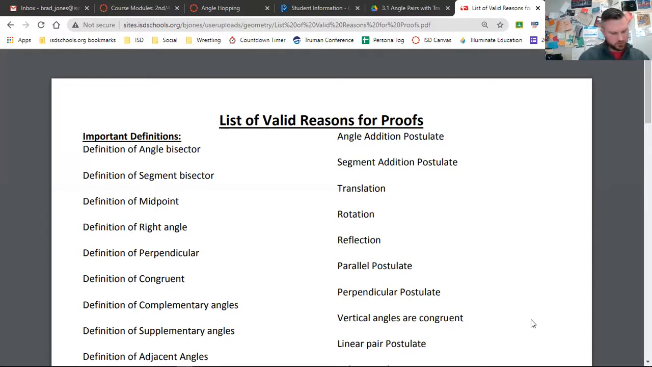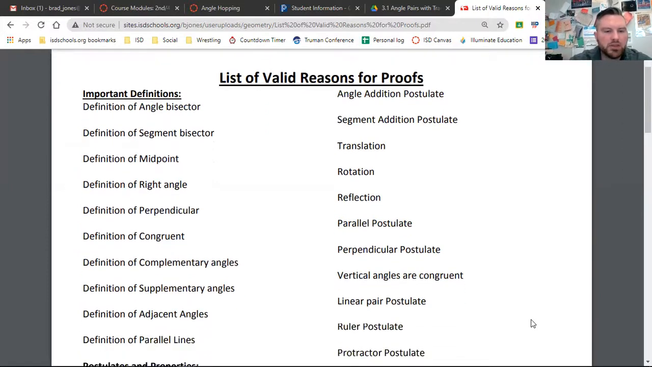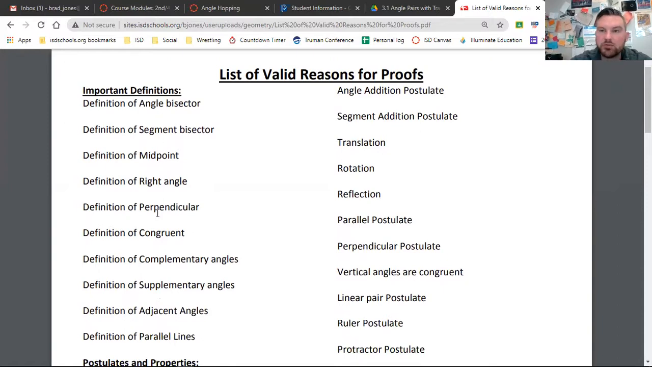And looking through here, I just want to point out some of these. Hopefully you're filling this out as you go, with things that you know and some of the things that you may not know, or asking me questions about some of them. So a few that I want to point out here. Well, the definitions you should be able to fill out on your own.